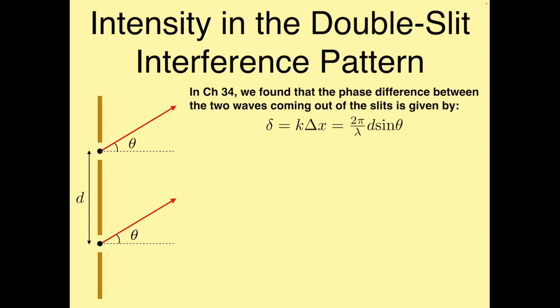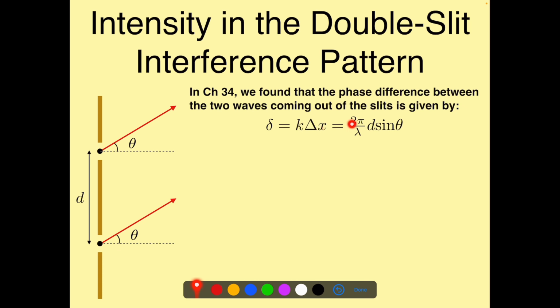So the first thing to remember is that all the way back in chapter 34, when we were doing the derivation for the double-slit interference pattern, we found that the phase difference between the two waves coming out of the slits is given by k times delta x. So it's the wave number times the path length difference delta x. Let's call that phase difference delta. Okay, so this is a lowercase delta. So delta is k times delta x.